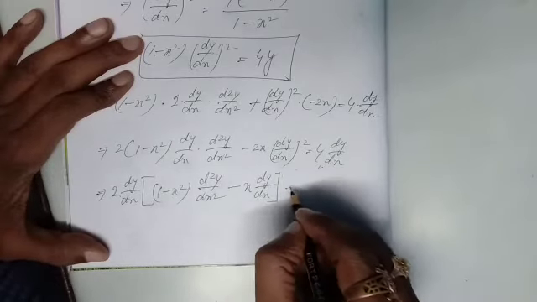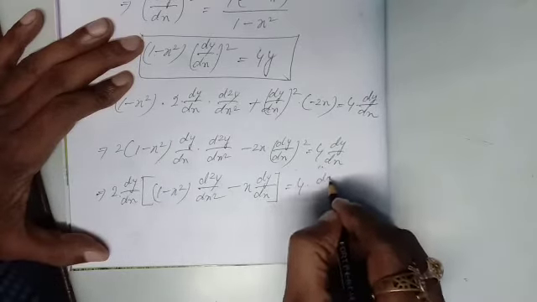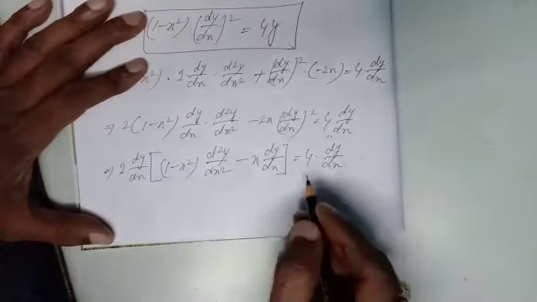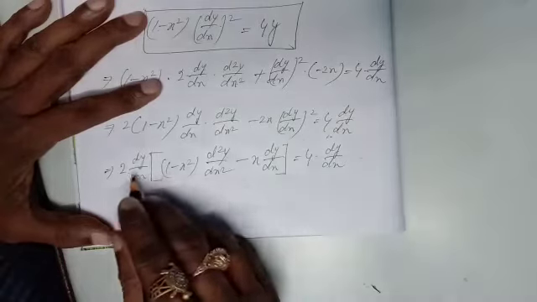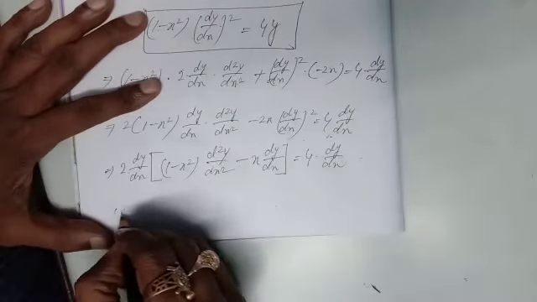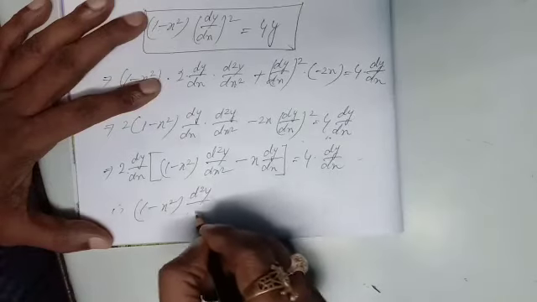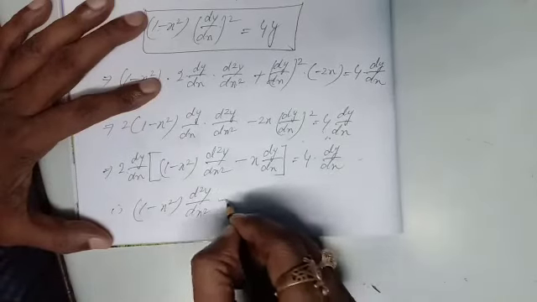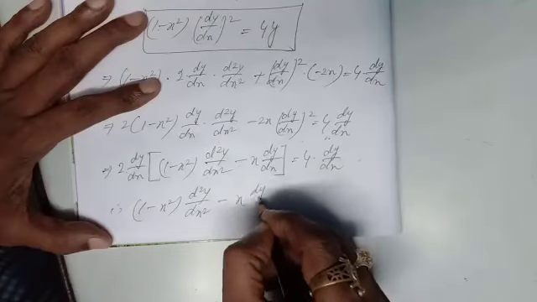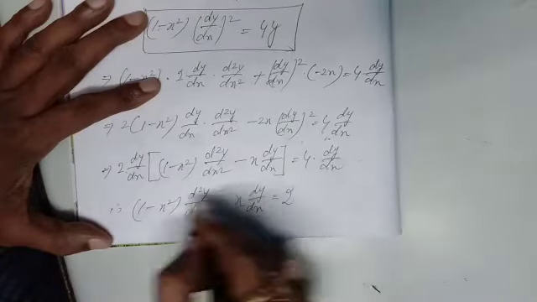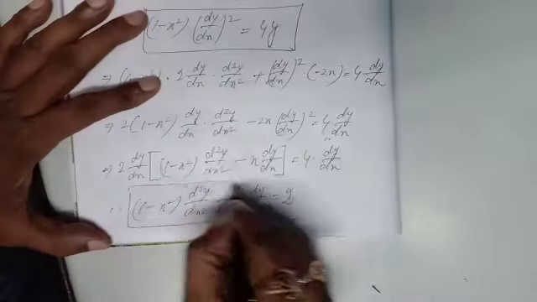Close the bracket, and this side 4 into dy by dx. Now cancelling dy dx from both sides, and 2 also cancels on both sides. What is left here? 1 minus x square d square y by dx square minus x dy by dx is equal to 2. And that is the thing you have to prove here.